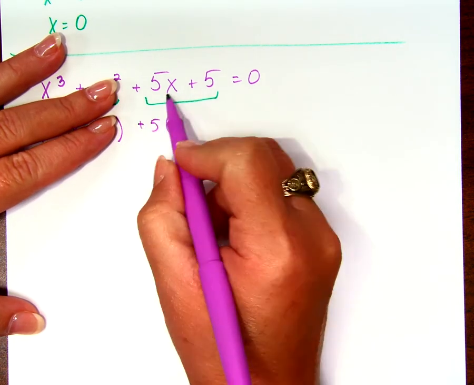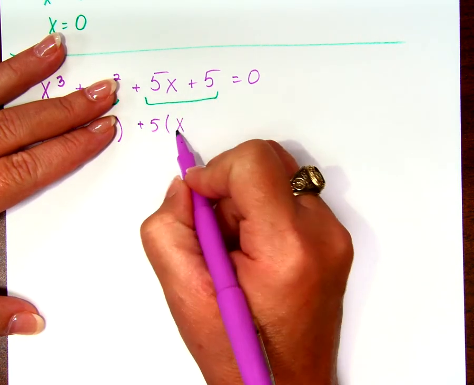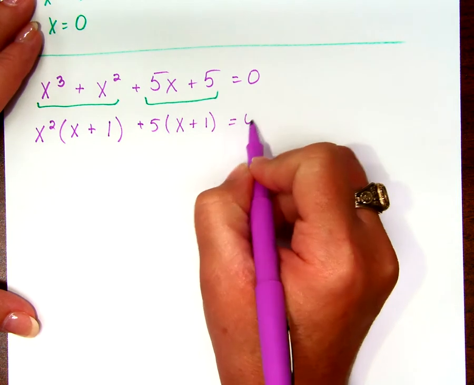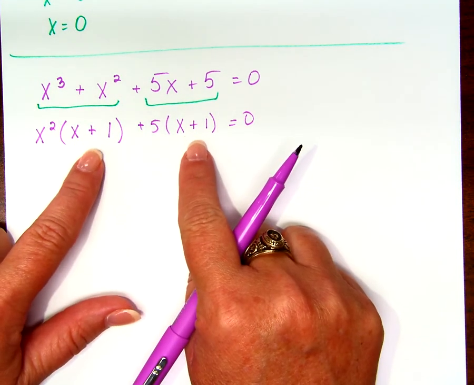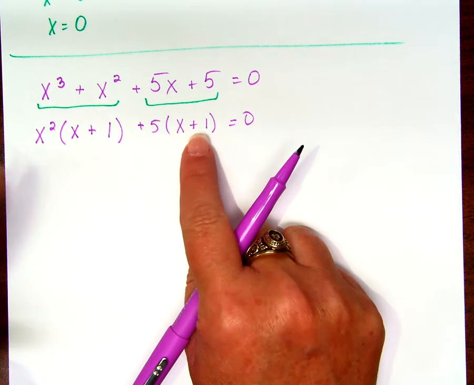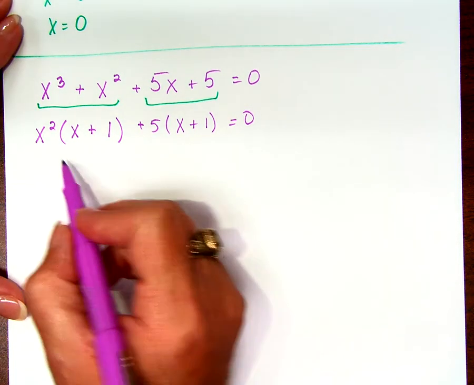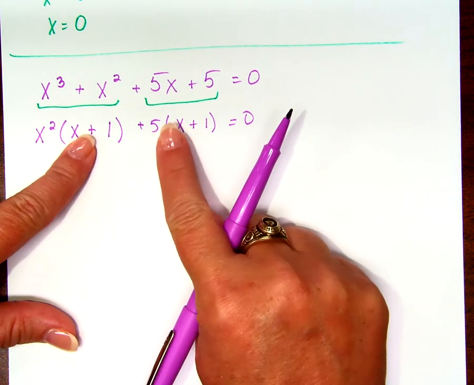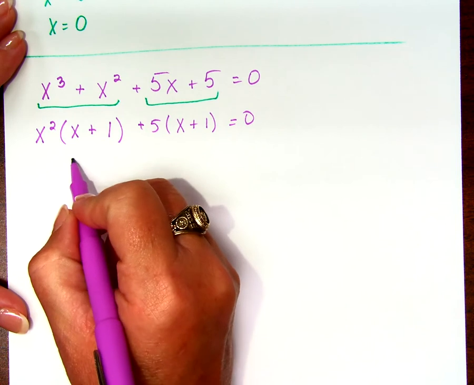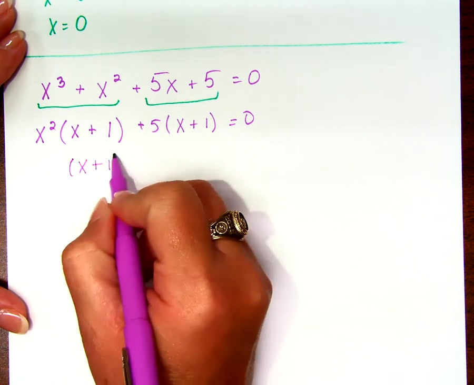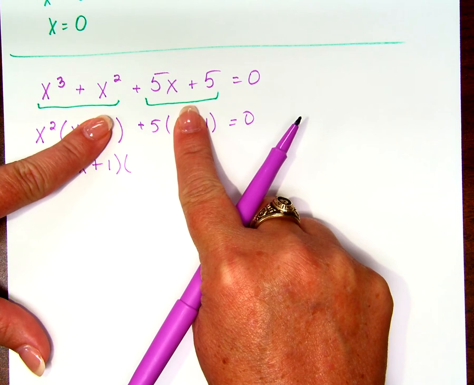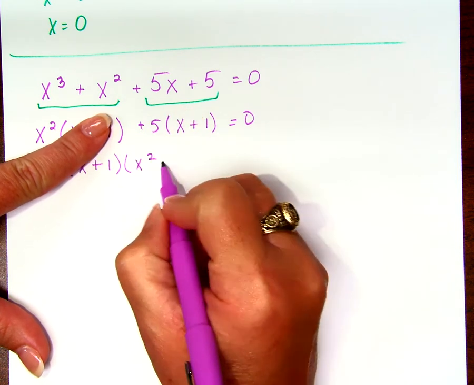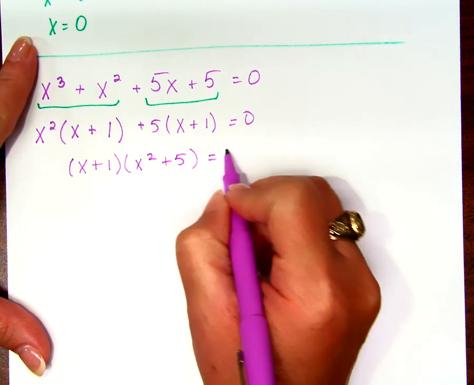What's common in just the second two terms? 5. What's left if I factor out 5? x plus 1. What's my goal? To have the same parentheses right here. Remember that? Because if I have the same parentheses, looking at these two terms, what do they have in common? An x plus 1, right? What's left if I factor out an x plus 1? x squared plus 5. That's right.